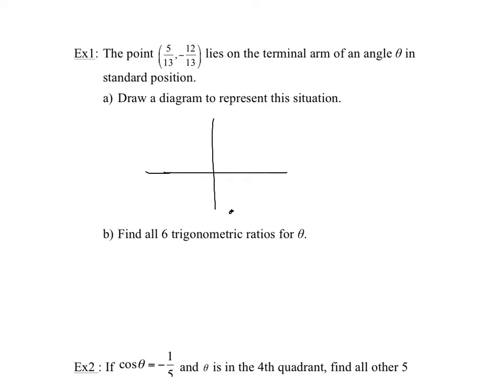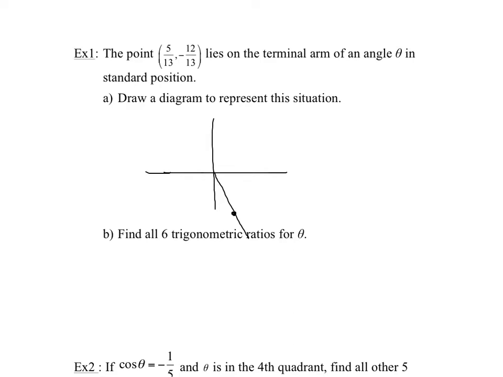So that's basically our point. It's on the terminal arm. Sorry, the diagram's not great. Let's see if I can do a little bit better job here, sorry. Okay, so we're going to have this line here, and then our point will be right here. Okay, so that's the diagram representing the situation. That's where the point is.